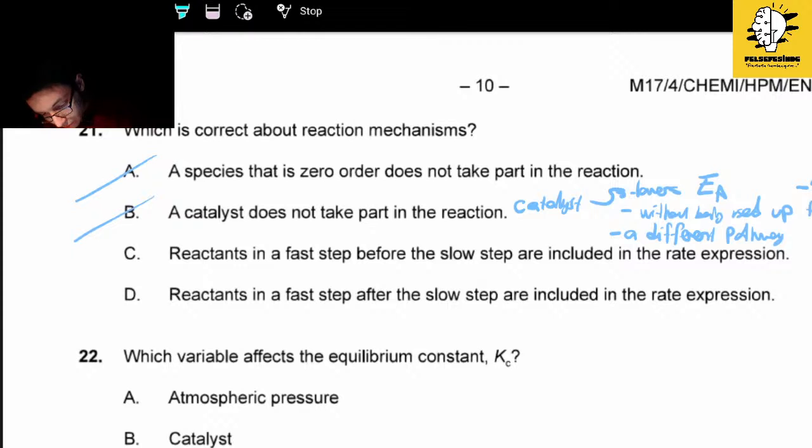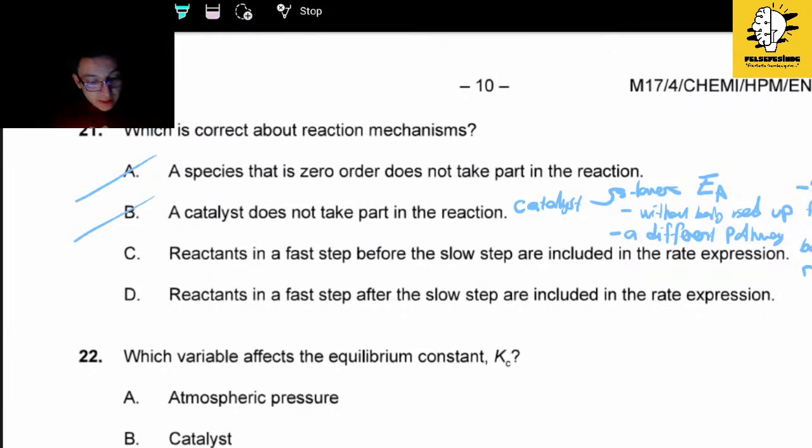But please don't forget that it increases the rate of forward and backward reaction. This is very important. So a catalyst does not increase the rate of a reaction because it increases both forward and backward reaction rate so that they will still be equal. This is like walking backwards on an escalator, right?